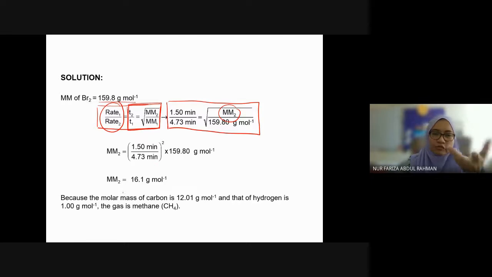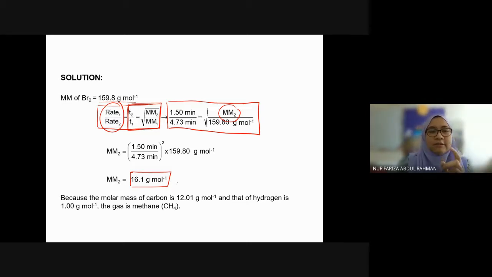Okay, we solve for it and we have the molar mass of the unknown gas. Alright, so this is the molar mass of the unknown gas. Next question, you have to determine the identity of the gas. Alright, so how do we determine that?